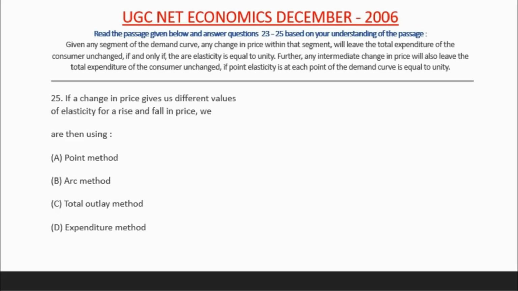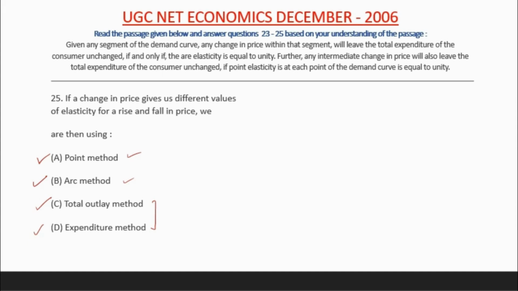Now this is the third question asked by UGC in the December 2006 exam. In this question they are saying, if a change in price gives us different values of elasticity for a rise and fall in price, we are then using... So in the options we have the point method, arc method, total outlay, total expenditure. In my knowledge, these two methods are one and the same thing. These are similar methods, but these two are definitely different from the total expenditure method.